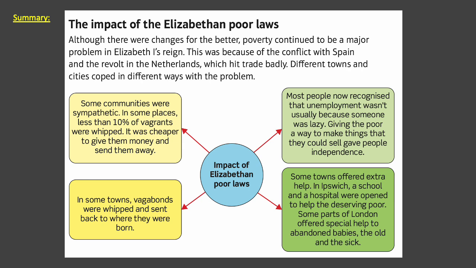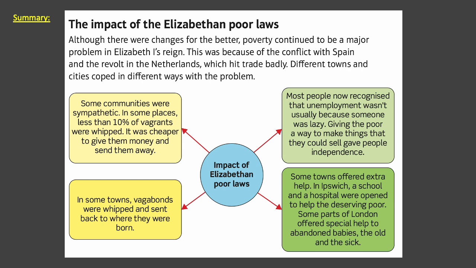Also, most people now recognise that unemployment wasn't usually because someone was lazy. The understanding now is that it's been done to them for a variety of reasons: poverty, population, enclosures, everything we've said today. So giving them a way to make things better for them is an acknowledgement of that, certainly, and I feel like a really good thing. And then, as we've said, some towns offer a little extra help. Ipswich is our good example, and some parts of London offering to help abandoned babies, the old and the sick.